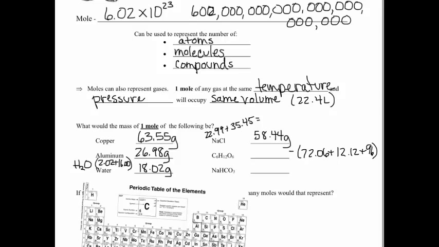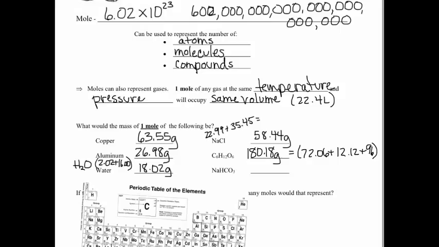So we need to add all that up, and we get 180.18 grams. So if I said go get me a mole of glucose, you would go and mass out 180.18 grams. And in that sample that you've just massed, you would have 6.02 times 10 to the 23rd molecules.